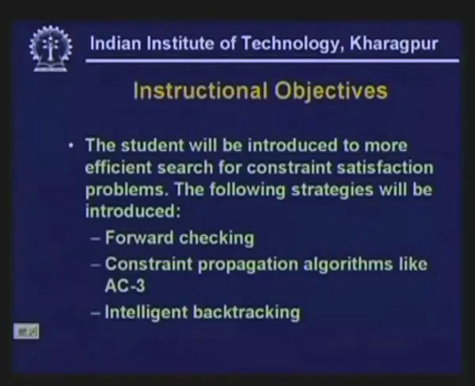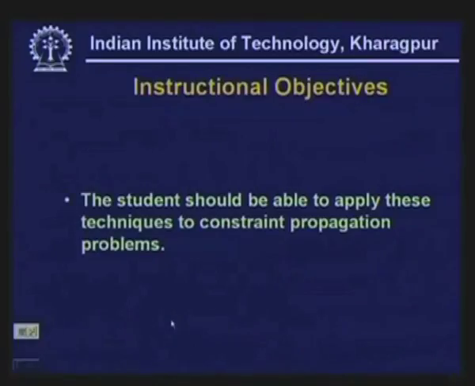The instructional objectives of today's class are as follows. In this class, the student will be introduced to more efficient search for constraint satisfaction problems. We will talk about the following strategies: forward checking, then constraint propagation algorithms like the AC3 algorithm, then we will briefly talk about intelligent backtracking or back jumping. On taking these topics, the student should be able to apply these techniques to constraint satisfaction problems.